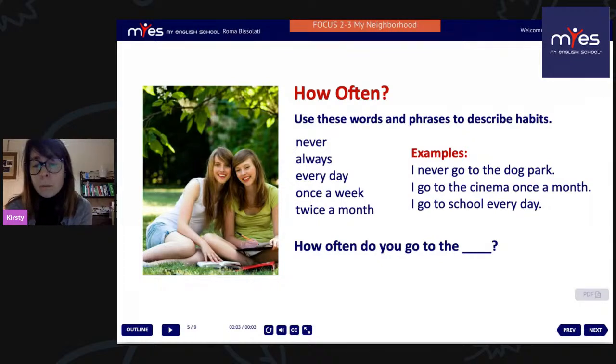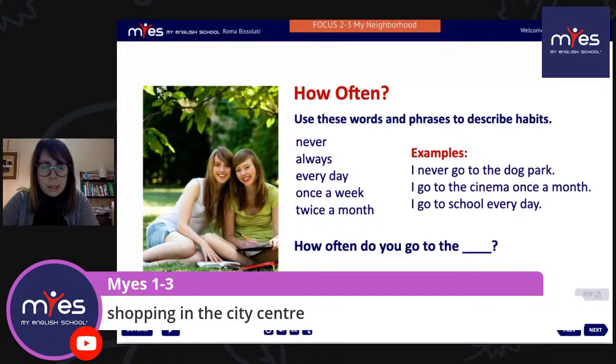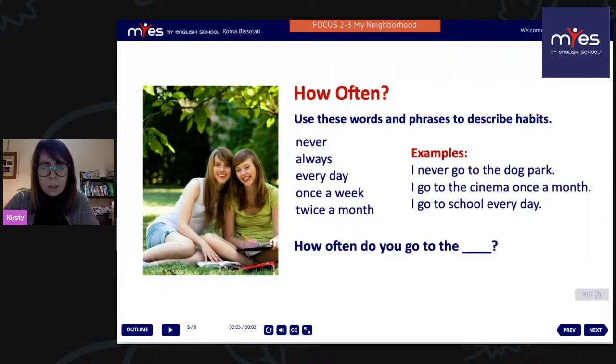Church. Churches. Yeah, shopping in the city centre. So shopping, I'm going to correct you guys. Shopping in the city centre. City centre. Okay, there are churches. We've got the post office. Well done, Victoria. You often go to the cinema.